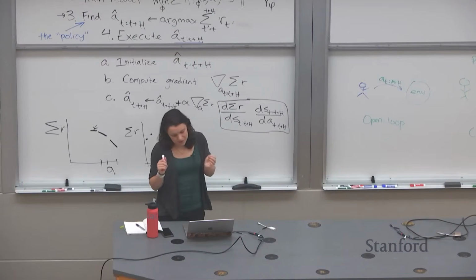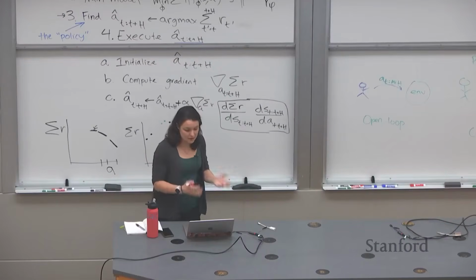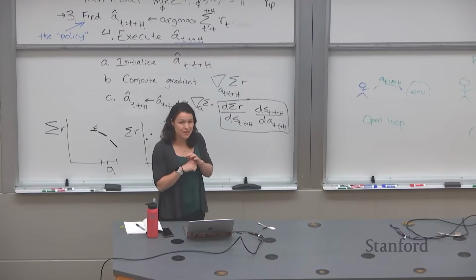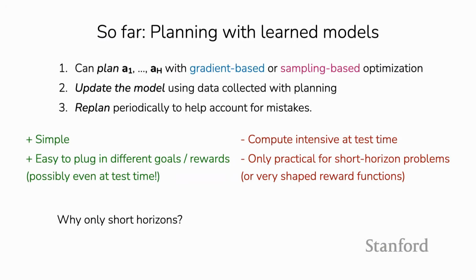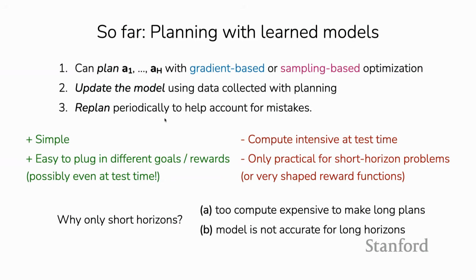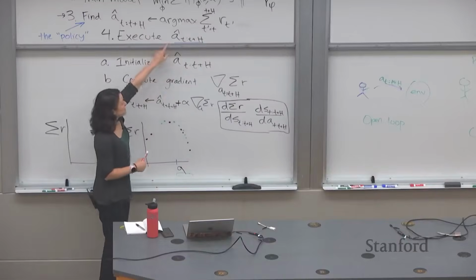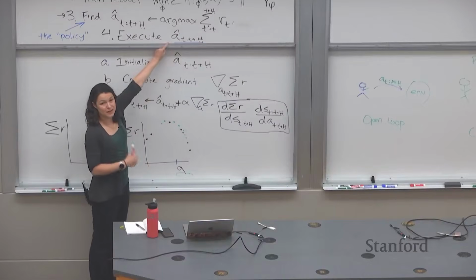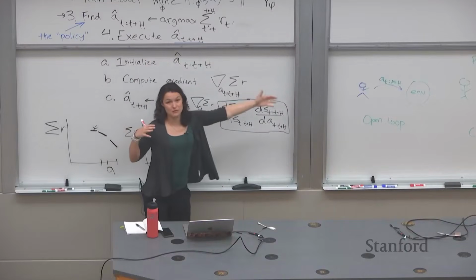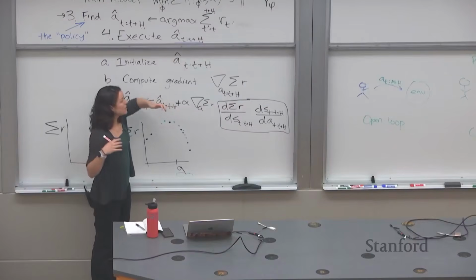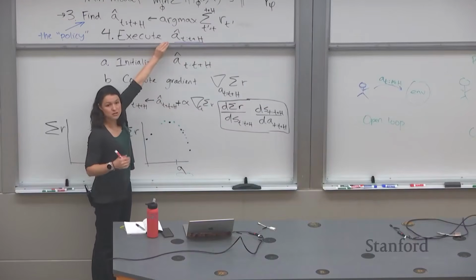But if you have a long horizon problem that doesn't have a very dense reward signal, then this is not a good approach. Part of the reason for this is the accuracy of the model. Another part is that it's going to be expensive to plan out a very long horizon sequence of actions, because you're not learning a policy in this case.